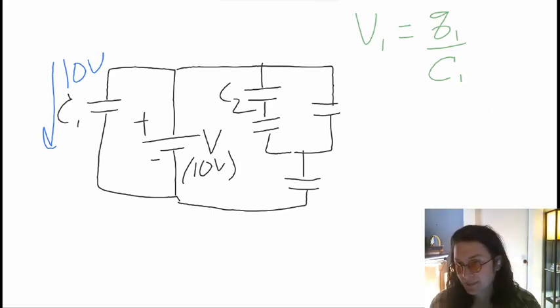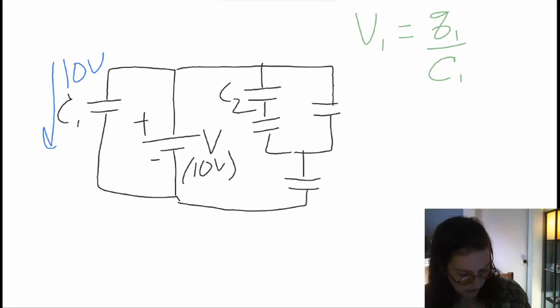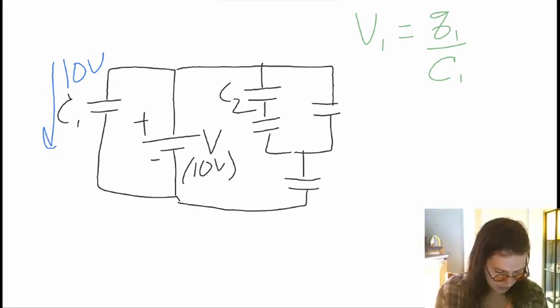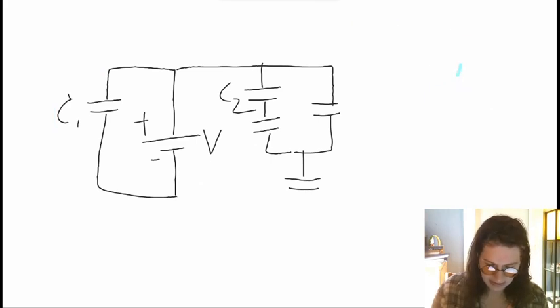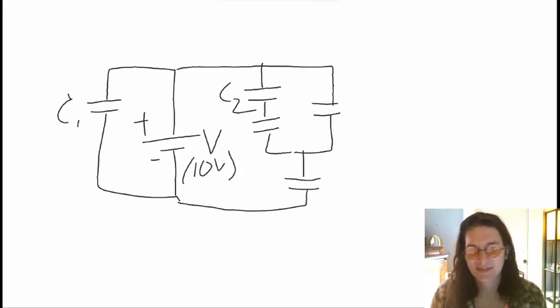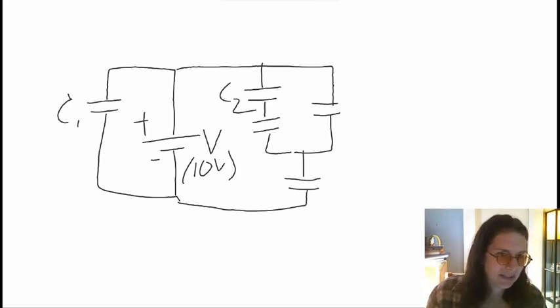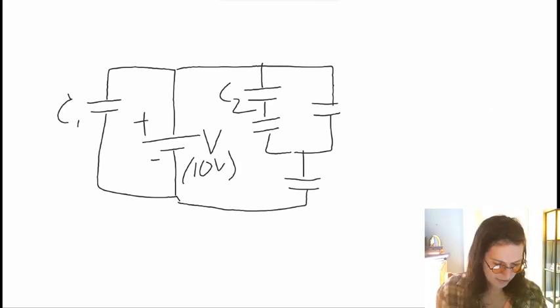Now the difficulty comes in part B, where we have to find the charge on capacitor 2. So my voltage is dropped over everything on the right-hand side. C1 is kind of isolated on the left-hand side. It makes it very quick and simple to analyze the charge there, because it just has the full 10 volts dropped across it.